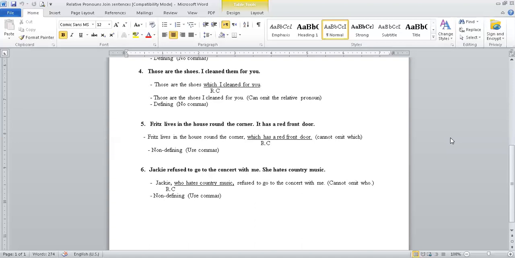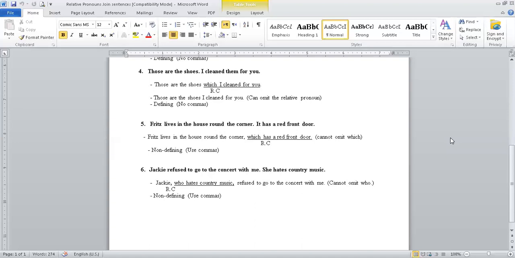Okay, the relative clause is who hates country music. If you omit this clause, if we remove the whole clause and say Jackie refused to go to the concert with me, the sentence is complete. It is meaningful. But who hates country music is extra information about Jackie. If you leave out the relative clause, the sentence still has its meaning and it is a complete sentence. So now what do we do with the relative clause?